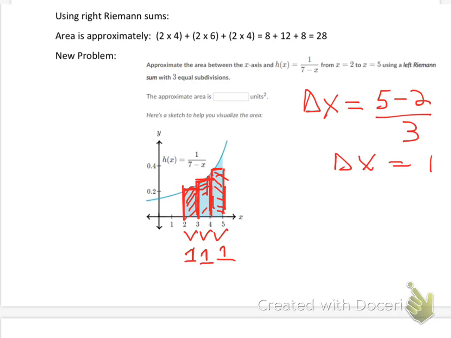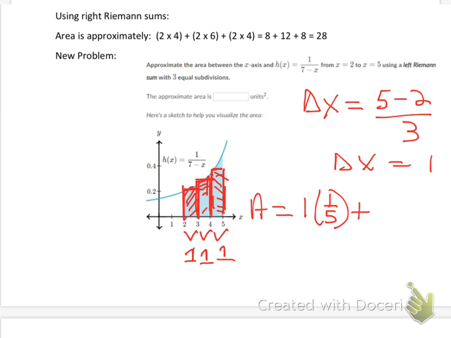So let me just look at this for a second more and we'll figure this out. Let's say I'm doing left Riemann sums, I'm going to go up to the 2 and then run across. So f of 2 is going to be 1/5. Okay? So my first rectangle is going to have an area. So let's say the area is an approximation of 1 times 1/5.